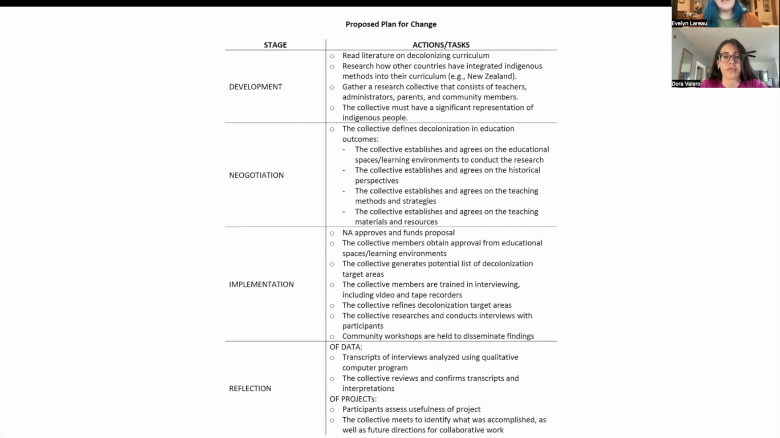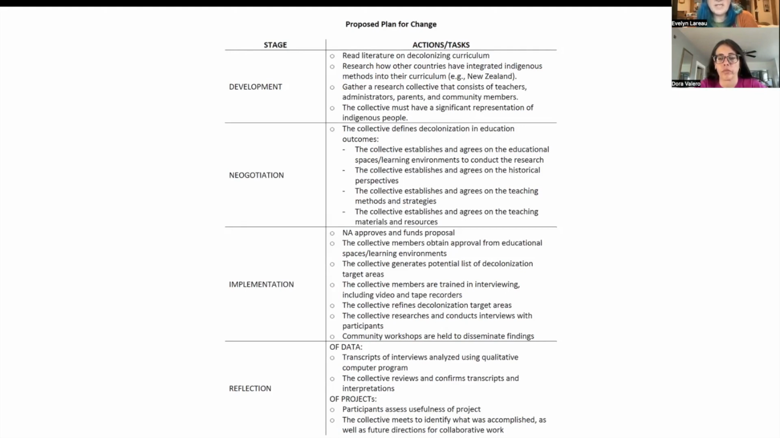And then because participatory action research is all about action, we have to create a proposed plan for change. And so there's 4 stages: development, negotiation, implementation, and reflection. And so for each of these, I have different tasks, basically like a timeline of what we're doing for the process of creating this change or writing the decolonized curriculum.